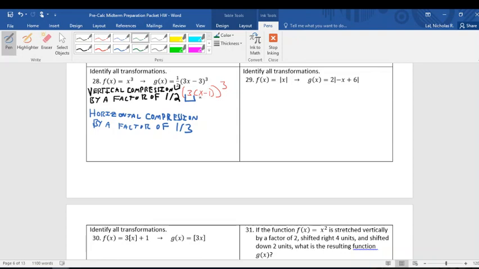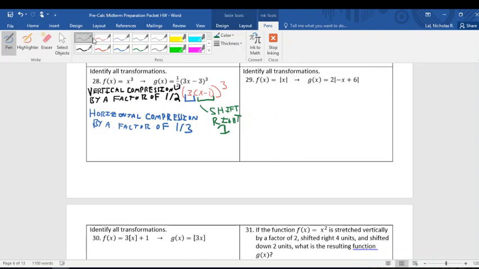And then this green term right here, this will be x minus 1 cubed. So it does the opposite of what you think. So that's going to be shift right 1. All right, so that's 28.